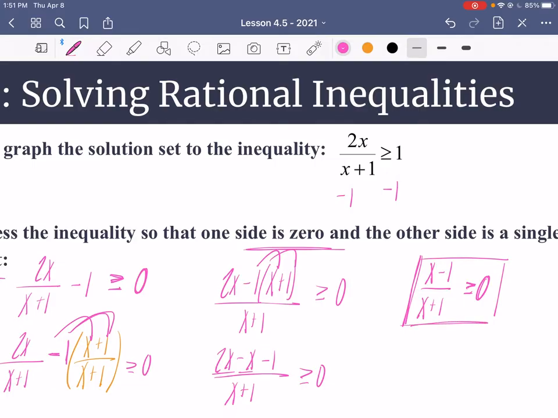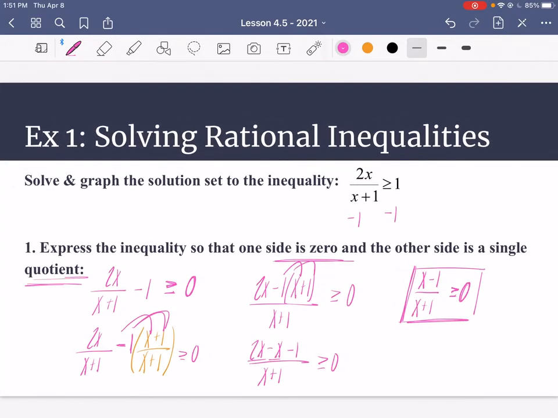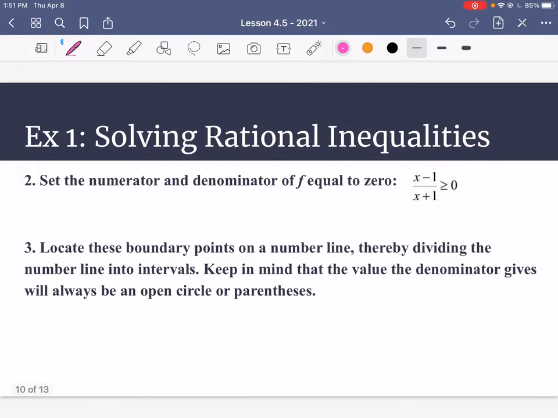You want to combine it into a single quotient, meaning a single fraction. No fraction plus or minus number. All right, once you've done that, which oftentimes is the hardest part, this is what we got. Then you set the denominator and the numerator equal to 0, and you solve, and those are your boundary points.